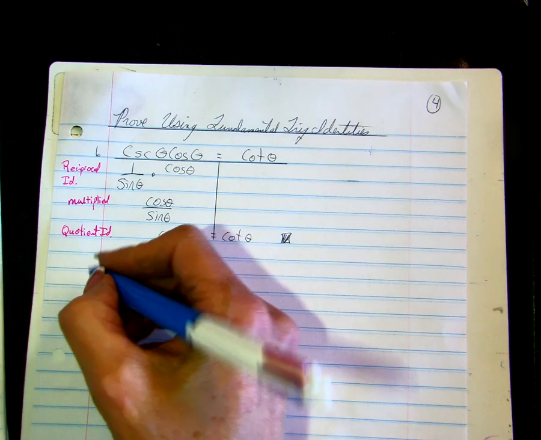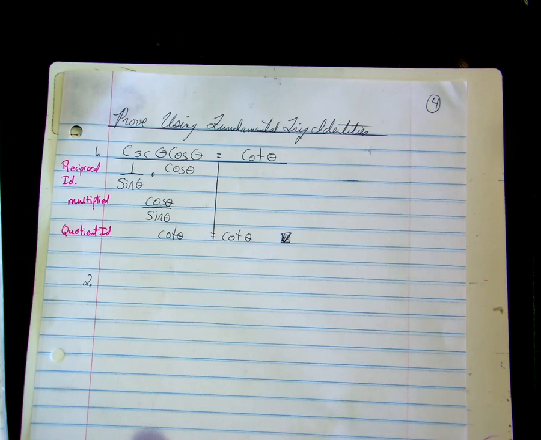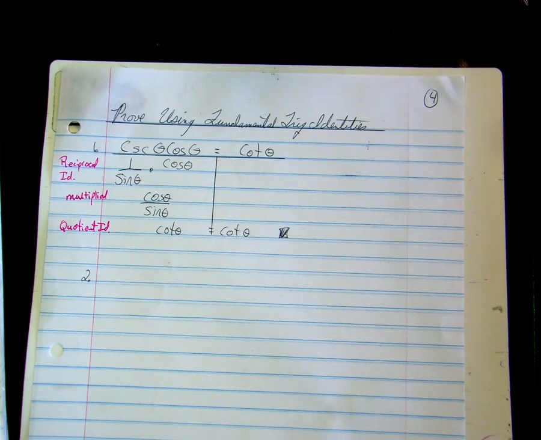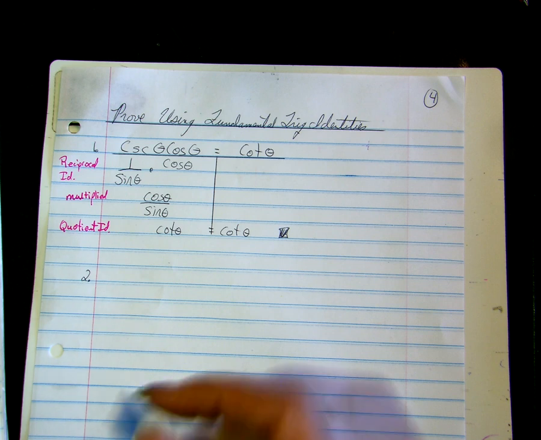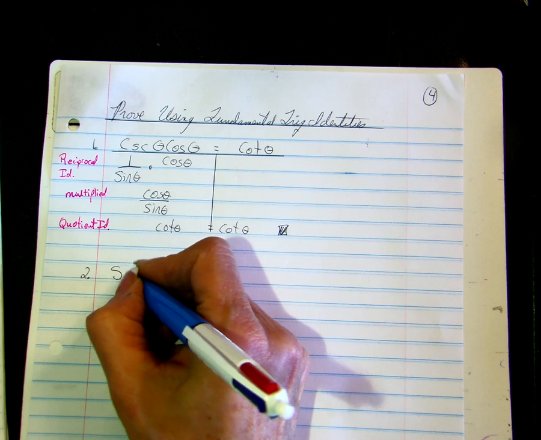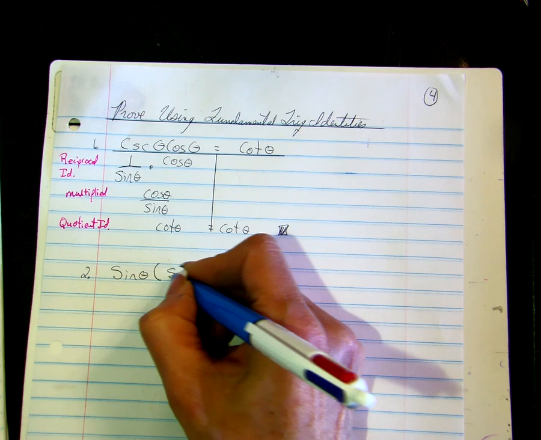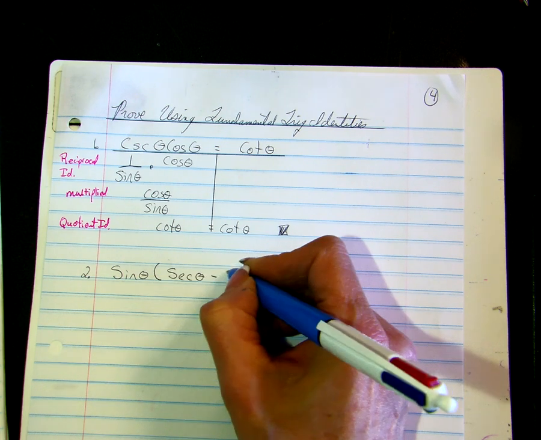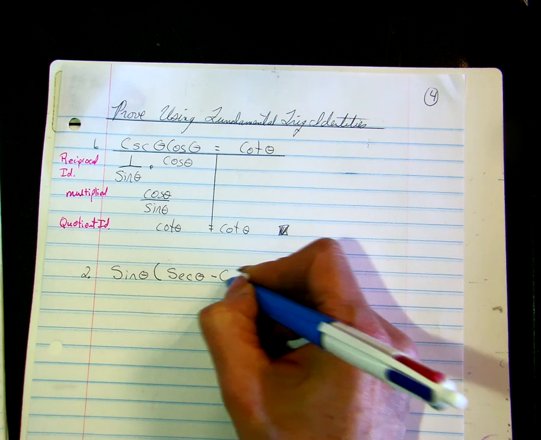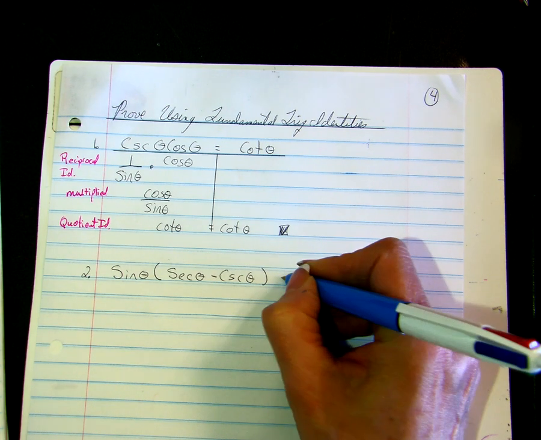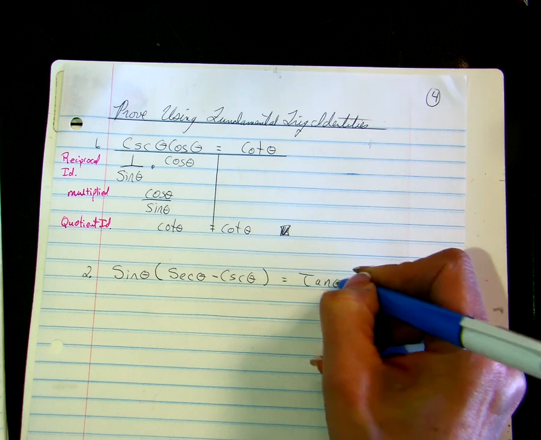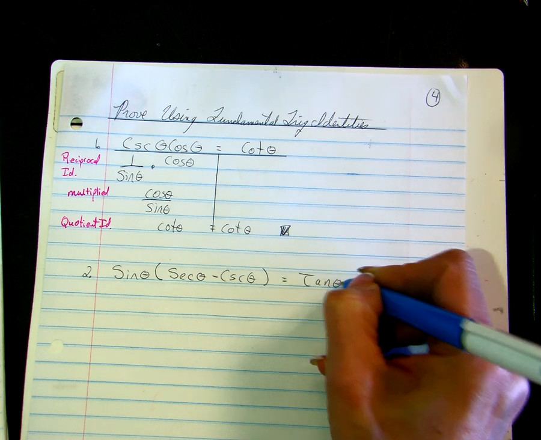So the process is the important thing, is how you set it up, how you justify each step, and how it's easy to see from one step to the next. So I'm going to get you to prove that sine theta bracket secant theta minus cosecant theta, prove that that's equal to tan theta minus 1.